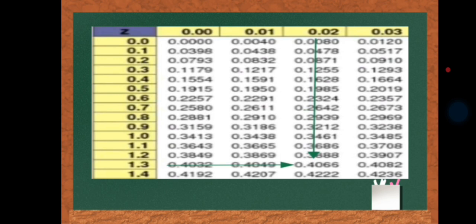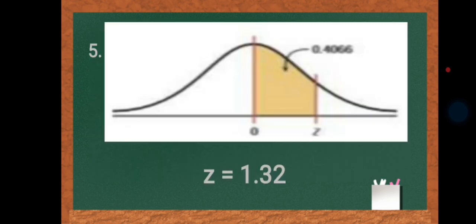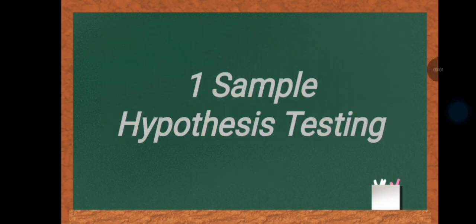For 0.4066, you would find it associated with a row of 1.3 and a column of 0.02, and it will give us a Z-value of 1.32. Since the shaded region is on the right side, the Z-value will be positive. Therefore, the Z-value of 0.4066 will give us a result of 1.32.